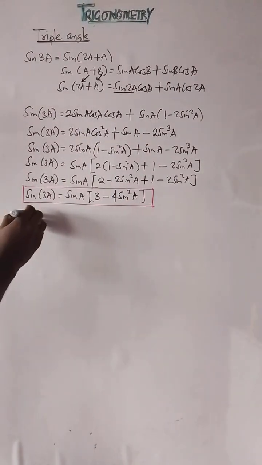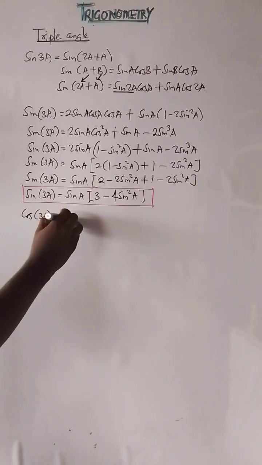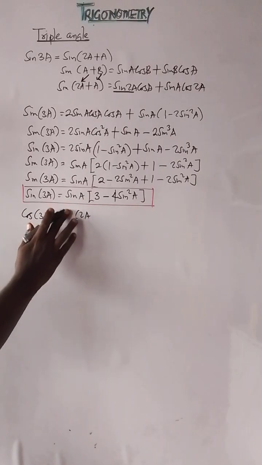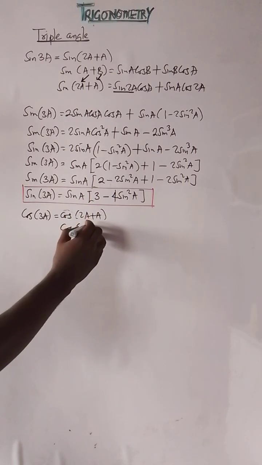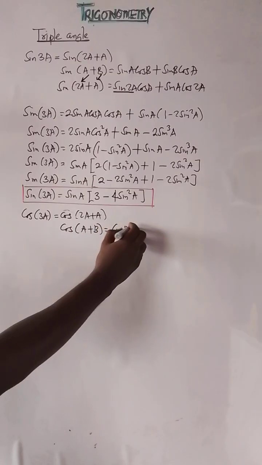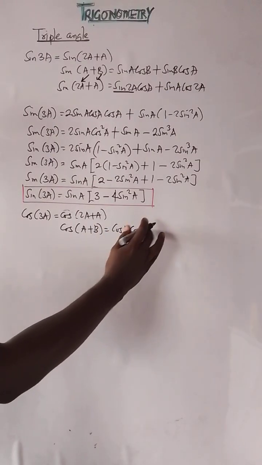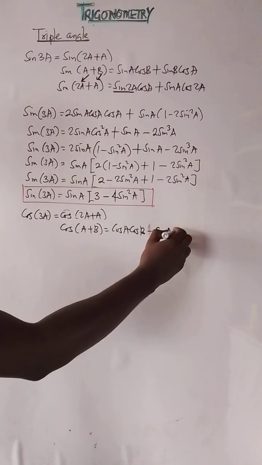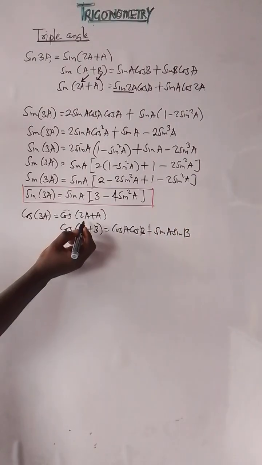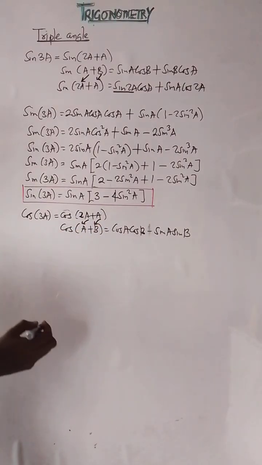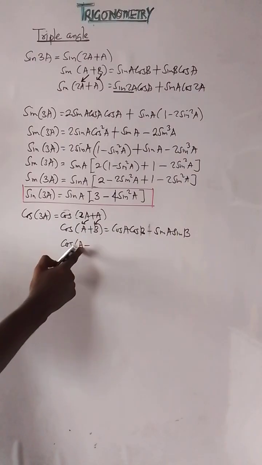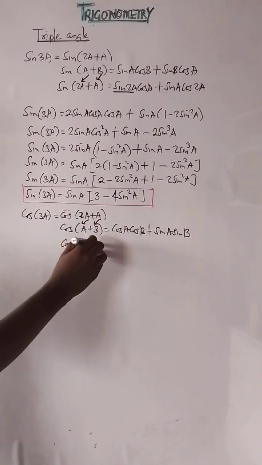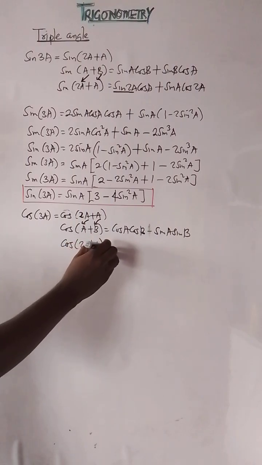Okay, what about cos 3A? Cos 3A can be written as cos of 2A plus A. And recall, cos A plus B equals cos A cos B minus sine A sine B. So whenever you see A, we represent it with 2A, and whenever you see B, we slot in A. So when I see A, I write 2A, and when I see B, I write A.